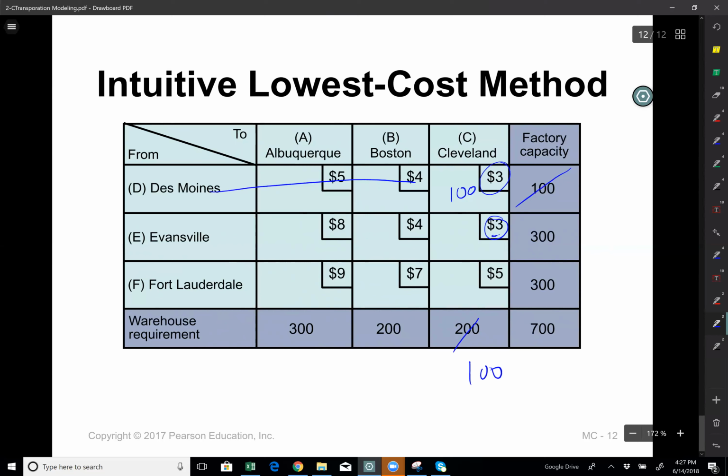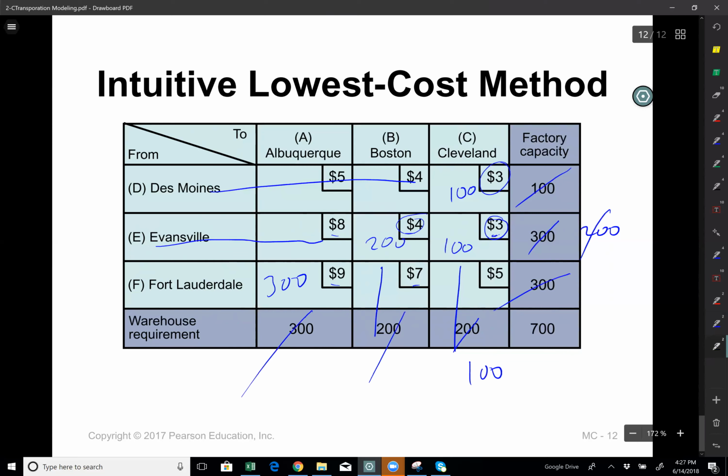My next lowest one is this 3. So here I can send 100, which will cross out my column. And I have now 200 capacity at E left. So I'm looking at this lowest cost now between 8, 4, 9, and 7. 4 is the cheapest here. And here I can send maximum 200 units that will cross out my row, that will cross out my column as well. So I cannot send anything from E anymore, and I'm not gonna send anything to B. So I will have 300 units left here that will cross out my row and column.